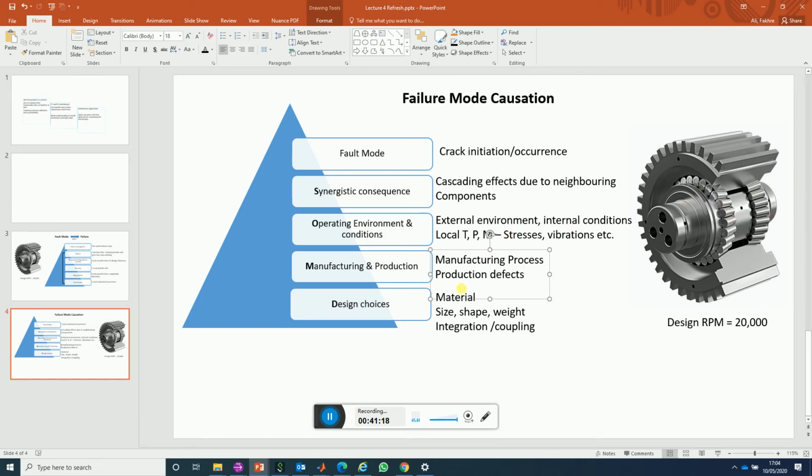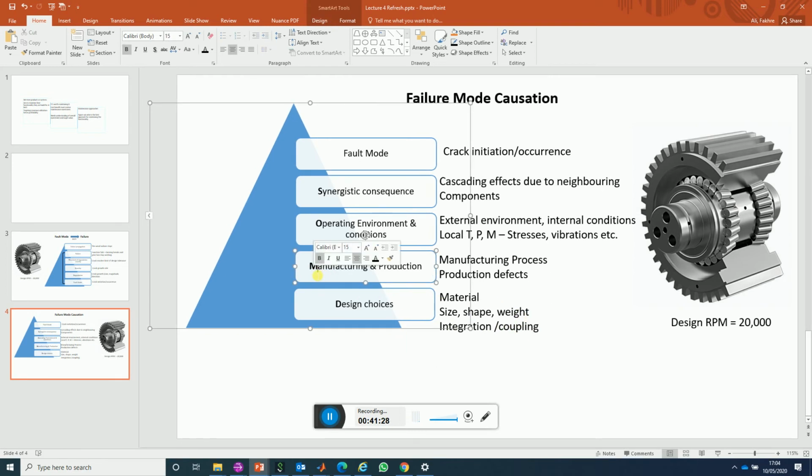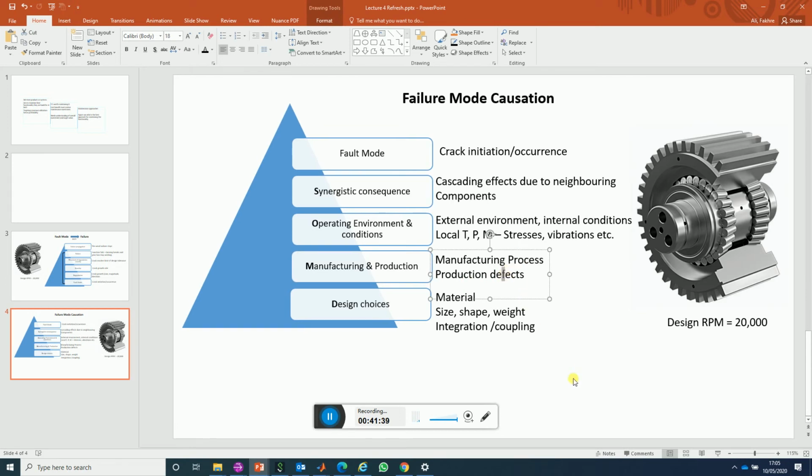Okay, we call it residual errors in manufacturing, leading to design shortfalls. Okay, so this block here is not using the appropriate and right manufacturing techniques and having residual errors through manufacturing processes, which leads to defects and therefore design flaws. Okay.